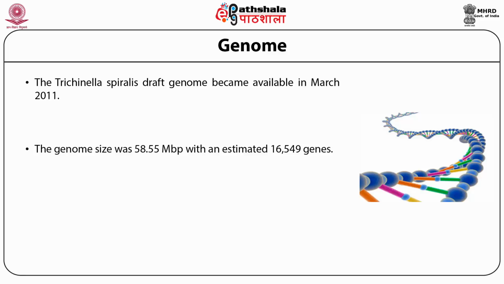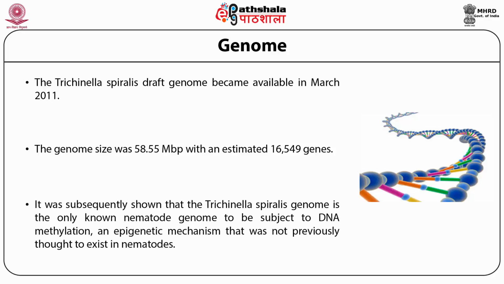The genome size was 58.55 million base pairs with an estimated 16,549 genes. It was subsequently shown that the Trichinella spiralis genome is the only known nematode genome to be subjected to DNA methylation, an epigenetic mechanism that was not previously thought to exist in nematodes.